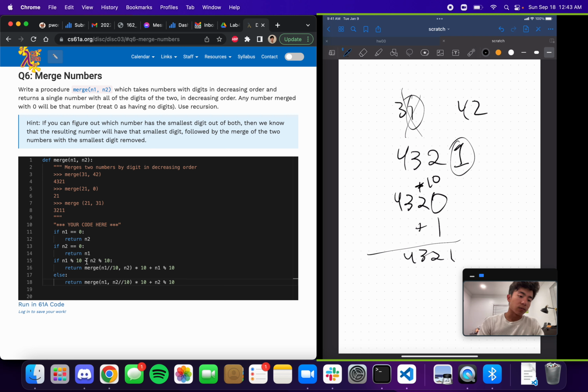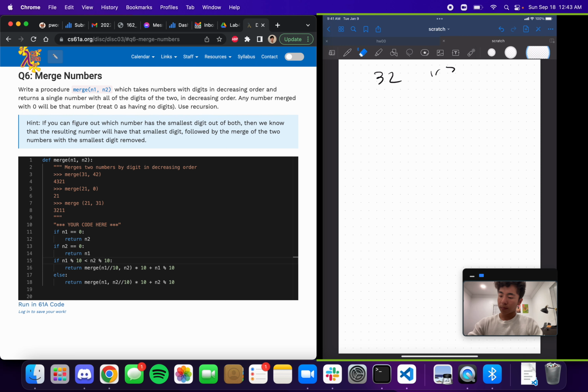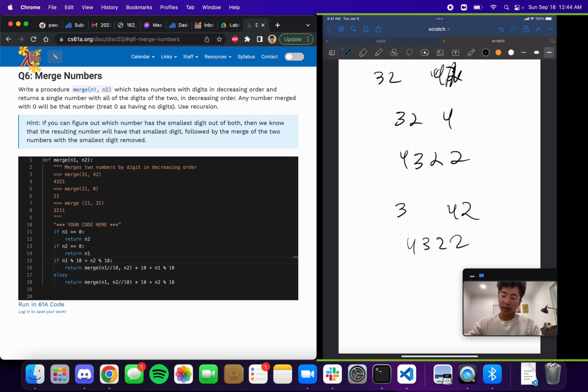One thing to note is that you could have less than or equal to, or less than. It doesn't really matter, because if you had like 32 and 42, it doesn't matter if you take out the 2 from here or the 2 from the 42. If I took out the 2 from the 42, then it would become 42, and then we'll add that 2 back in. Likewise, if I took it from the 3, then it'd be 3 and 42, merge these together, we get 432, add the 2 back in, it's going to be the same thing. So it doesn't really matter if you have greater than or equal to, less than or equal to, or less than.